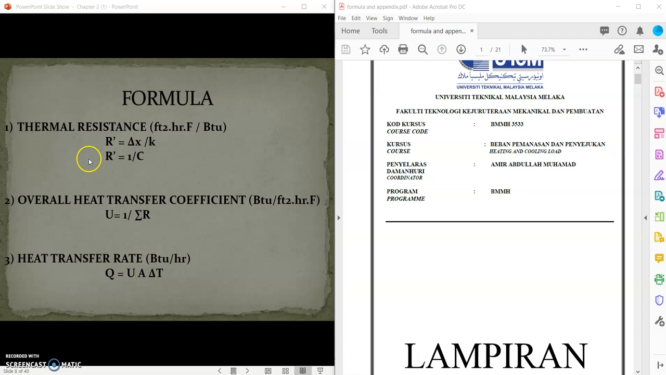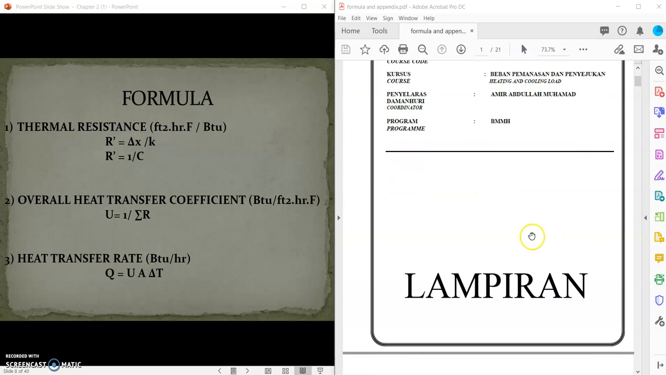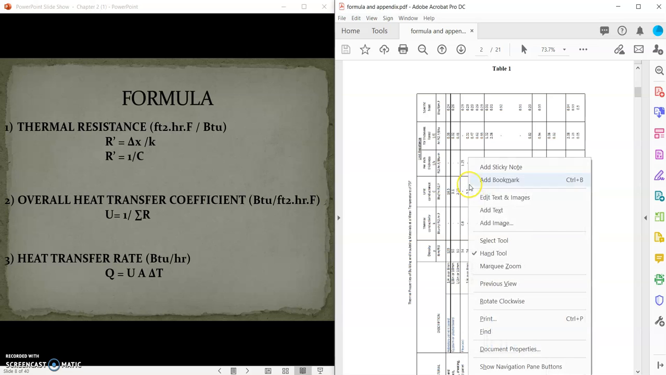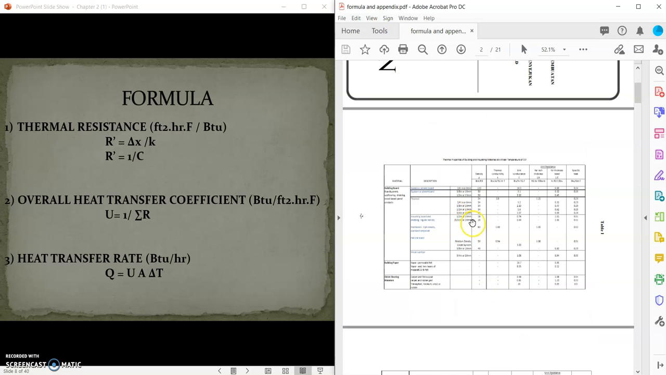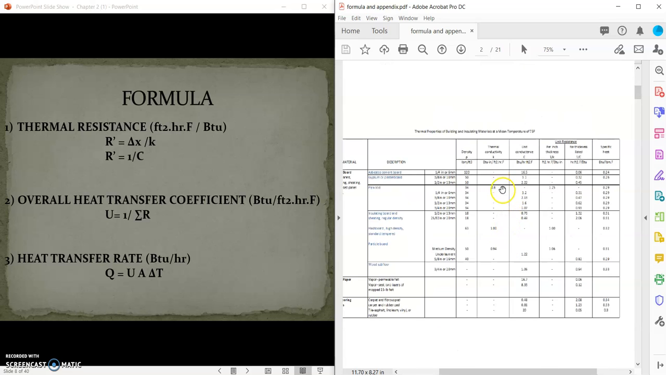Alright, so these are the formulas that we are going to use in this lecture. Basically, we are going to calculate the thermal resistance in feet squared hour Fahrenheit over BTU. The thermal resistance R is equal to delta x over k, where delta x refers to the thickness and k refers to the thermal conductivity.